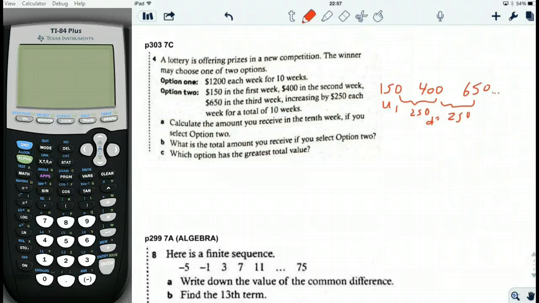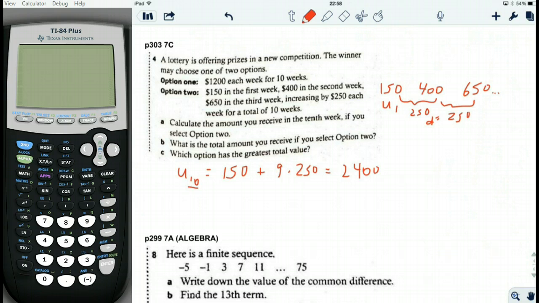Calculate the amount you received in the 10th week. So we're looking for U10. And we know that the first term is 150. And we know that n equals 10, so n minus 1 is 9. And we know that d is 250. Okay? So if you multiply this out and add it, you're going to get the amount that he receives in 10 weeks. Okay? And the answer to that is 2,400.